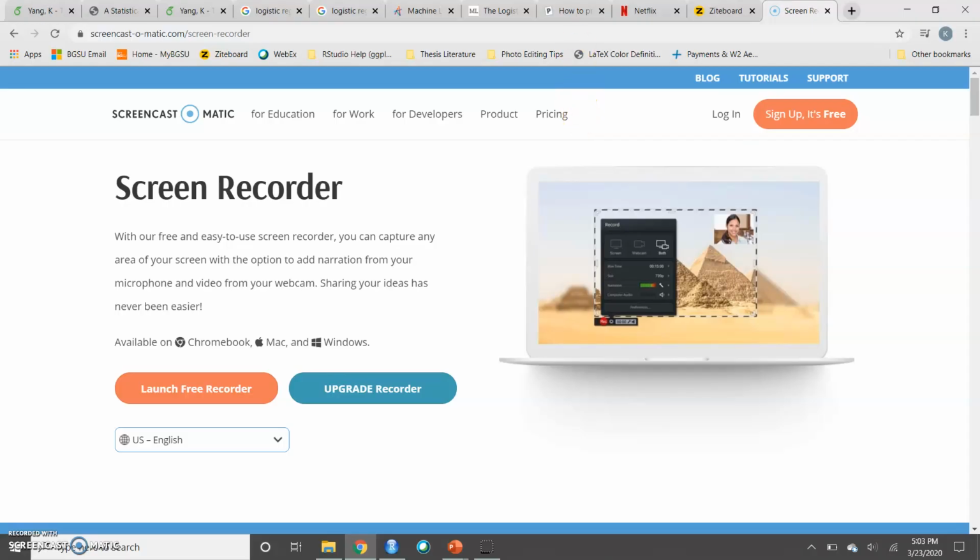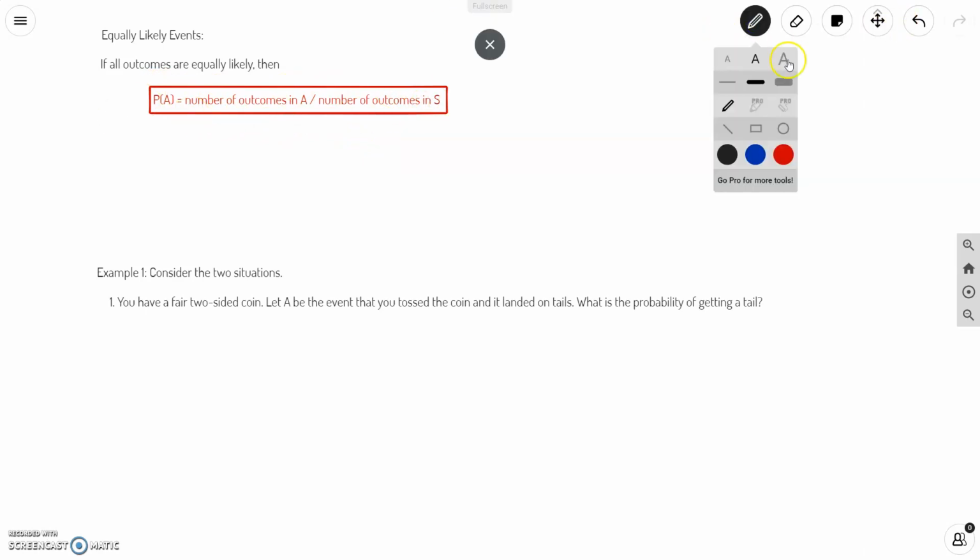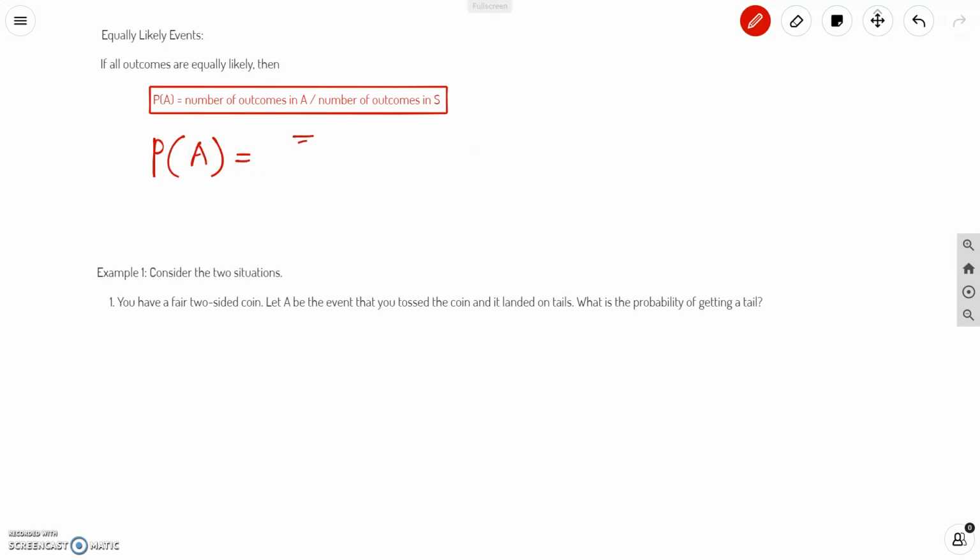In my whiteboard right here, I added the equation so that we can just keep it in mind whenever we're working through these examples. Again, the probability of event A is equal to the number of outcomes in A divided by the number of outcomes in S. I like to use this notation right here: probability of A is equal to the number of outcomes in A out of the number of outcomes in S. This is the notation I use instead of writing everything all out again.